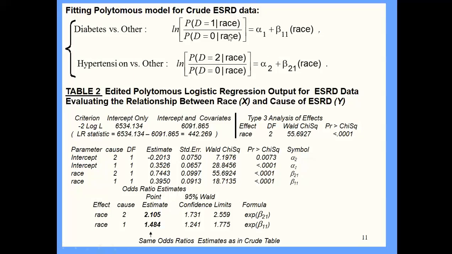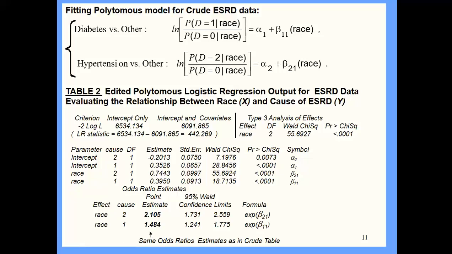Here's the output for the crude data. Look at the output over here. See, it says intercept, intercept, race, race. Why has it got 2 intercepts and 2 races? Why is it 2 lines for intercept, 2 lines for race? Because you got 2 intercepts and 2 coefficients for race. So that's why the output's going to look like this. Okay, that's what it's going to look like.